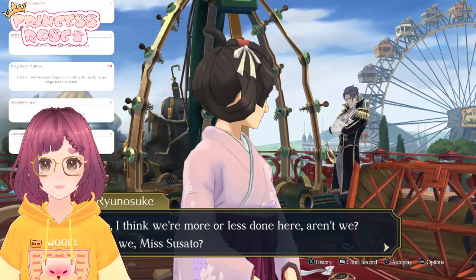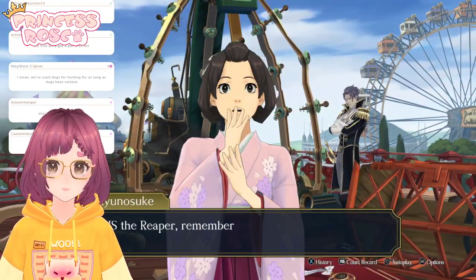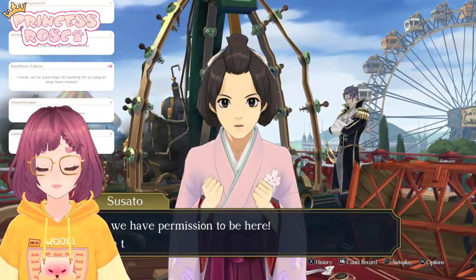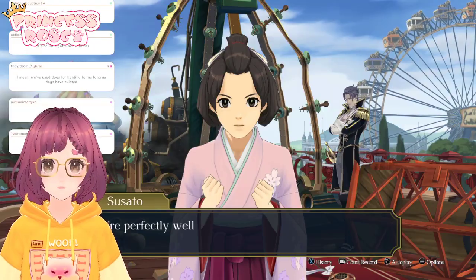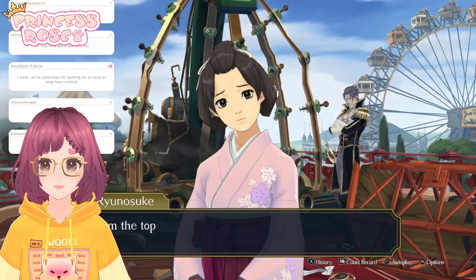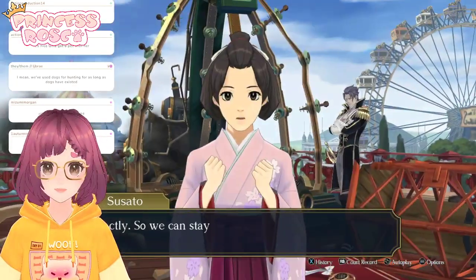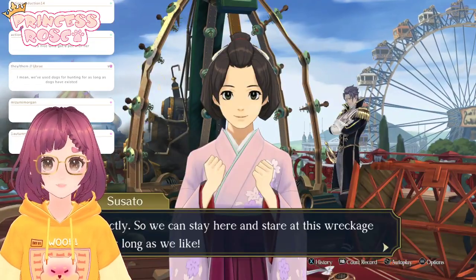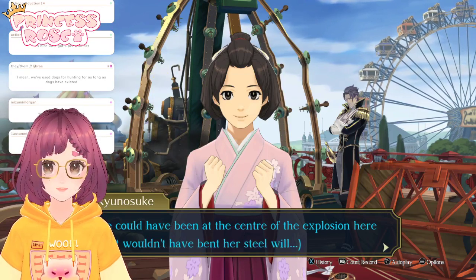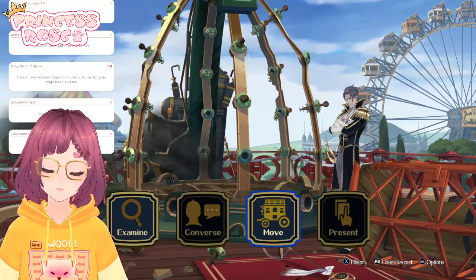So I think we're more or less done here, aren't we? Shall we, Miss Usato? Already? He is the Reaper, remember? We do well to keep our distance, I think. But we have permission to be here, from the top. We're perfectly well allowed to investigate this machine, as long as we don't touch anything. From the top? Do you mean Lord Strongheart? Exactly. So we can stay here and stare at this wreckage for as long as we like. She could have been at the center of the explosion here, and it wouldn't have bent her steel will.